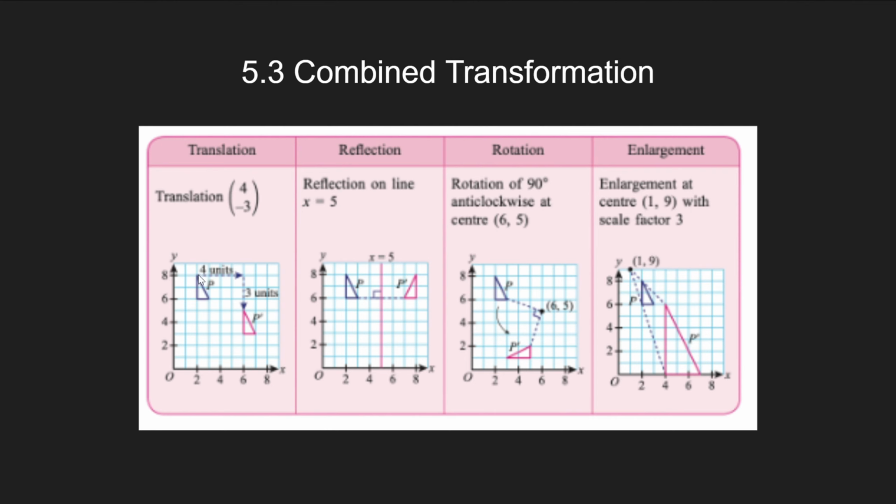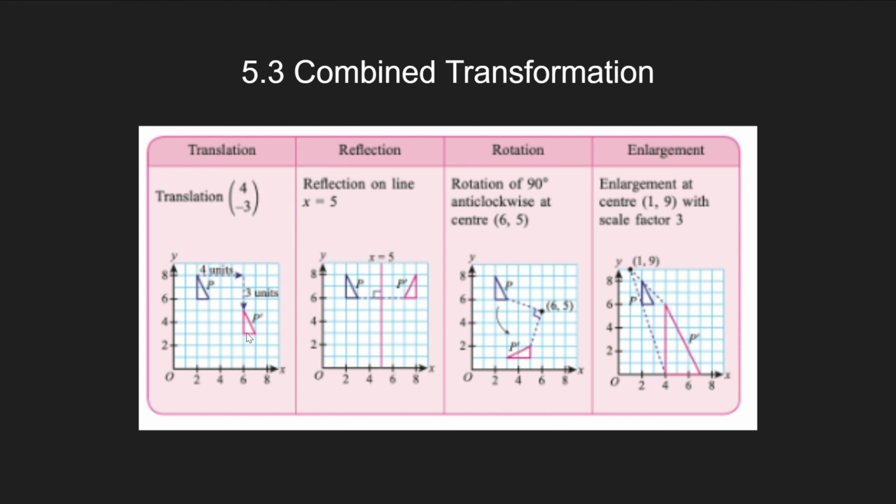So from here, the first point is at 8, 2. The translation is 4, negative 3. So you move 4 boxes to the right and 3 boxes downwards. So the first point will be at 5, 6. And the second point at the right angle is 6, 2. You move 4 boxes to the right and 3 boxes downward.